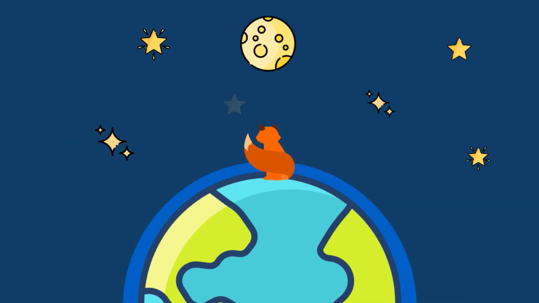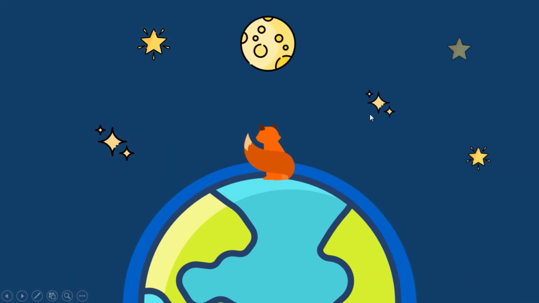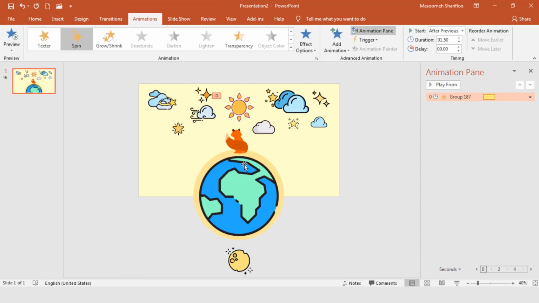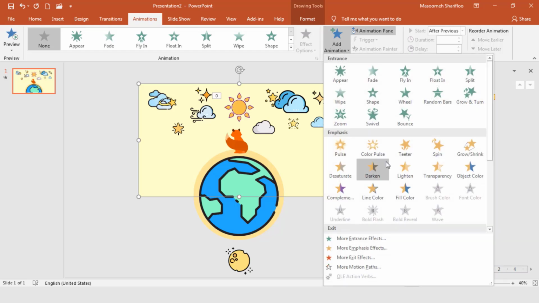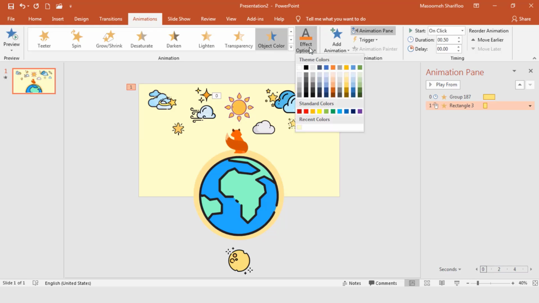As you saw in the previous work, I will show you the result again: after a while the color of the slide and this shape change, and clouds are replaced with the stars, and some stars are blinking. So to do this, I mean changing the background color of the slide, I select this shape, and from the Add Animation section and from emphasis animations I select Object Color. Now you can regulate the color settings in effect options.